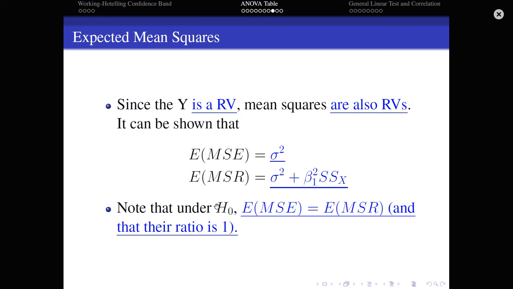Note that under the null hypothesis, the expected value of the mean squared error and the expected value of the mean squared regression are going to be the same. What that means is that under the null hypothesis, beta 1 is 0. So if I'm doing a null hypothesis for beta 1, it's going to be beta 1 equal to 0. So 0 times the sum of squares of x is 0, and I'm just left with sigma squared. Under the null hypothesis, these two quantities are both going to be the same. And their ratio, that is, the mean squares regression divided by the mean squares error, would be sigma squared divided by sigma squared. That's just going to be 1.